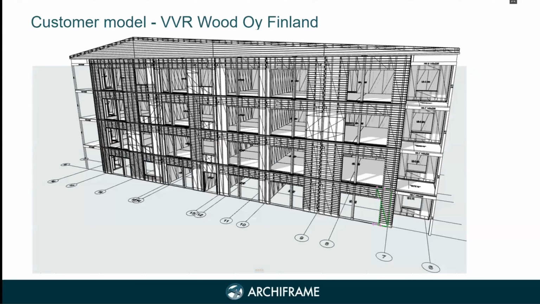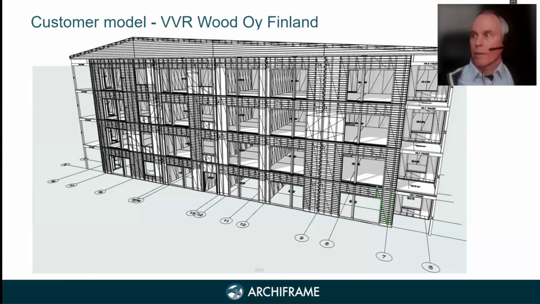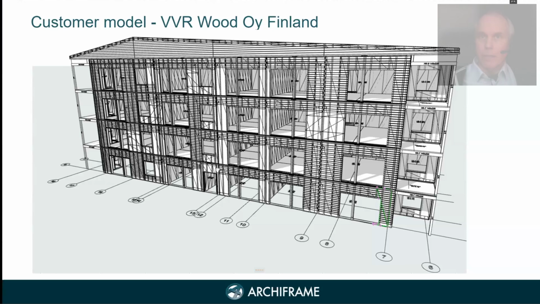These are different types of buildings our customers have used ArchiCAD and ArchiFrame to model for production. This is a Finnish example, a block of flats made from wooden elements. Everything is actually wood in this block of flats, including the floors. The foundations are concrete, but all the other parts here are stud framed walls and then wooden floors.